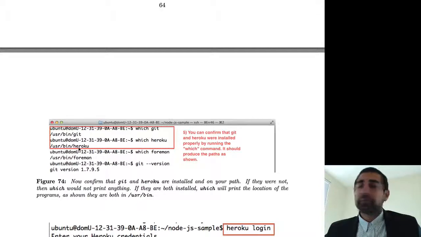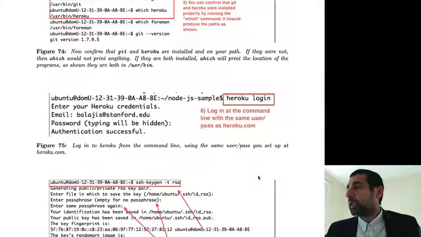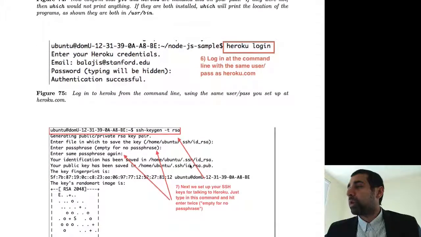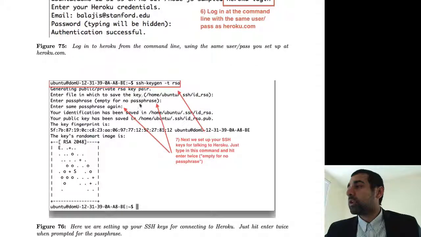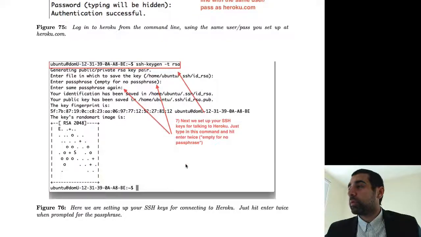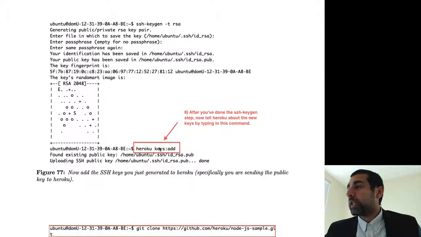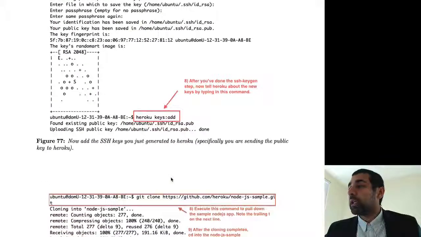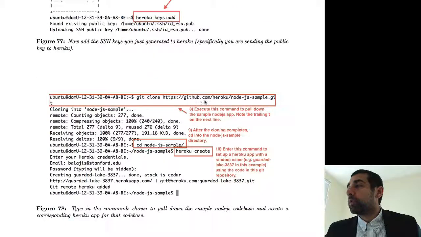So then what's next? Next is you're going to type heroku login, and you're going to put in your credentials. You're going to generate an SSH key pair and just hit enter, enter, enter. You don't want any passphrase. You're going to add that key to Heroku to tell the remote Heroku service to associate this machine with your account. You're going to run this git clone command.